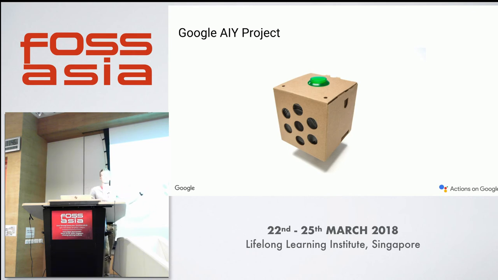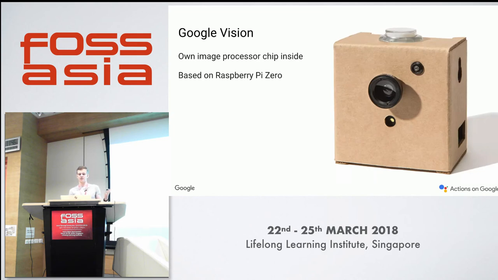Because Google Assistant can be built on top of Android Things, it's super simple to make your own Google Assistant. So you can use the whole power of Google Assistant just in your prototype project. And the same, you can use all the power of TensorFlow and all the power of image recognition provided by Google and trained models.